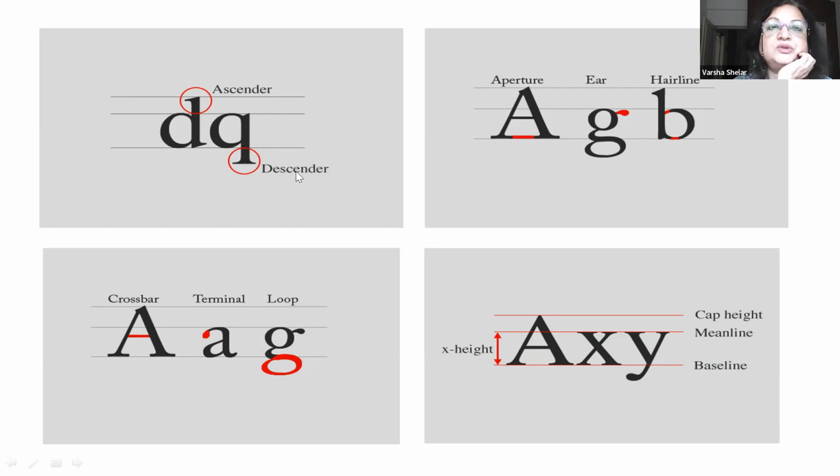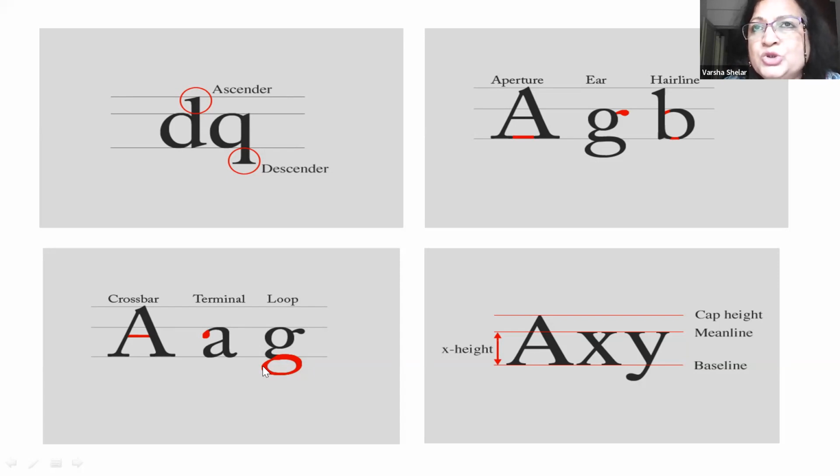Yes, ma'am. Okay. So you see, same thing: ascender, descender, aperture, ear, crossbar, terminal, then the loop of the G. Now you'll notice that typefaces, as I was telling you, the A's may be different. Similarly, the G's also are quite different from each other. Some G's are like this and some will be very simple.